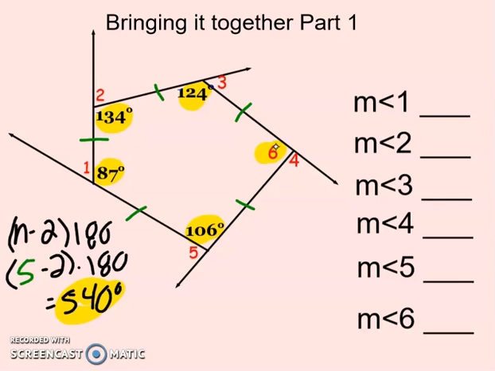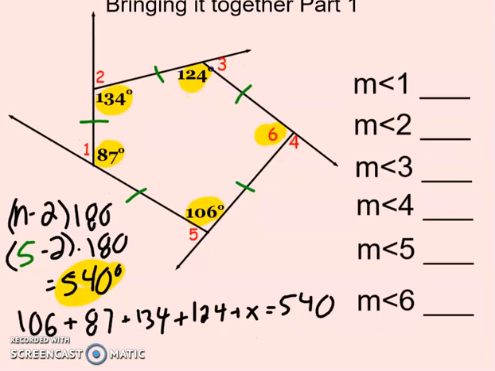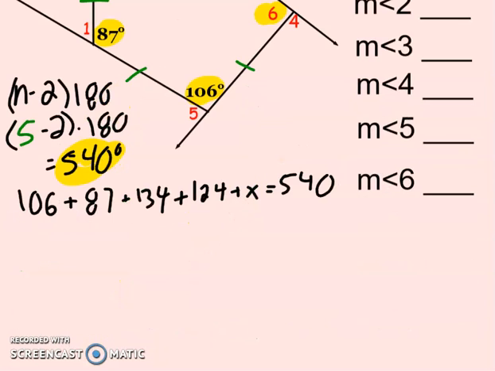So the way we're going to do it is we're going to take 540 and subtract out 124, 134, 87, and 106. So if I were to write that in an equation, and we did it before, it would be 106 plus 87 plus 134 plus 124, plus x is equal to 540. We would combine our like terms. Let me extend the page. So we do 106 plus 87 plus 134 plus 124, and we get, let me do that really quick.